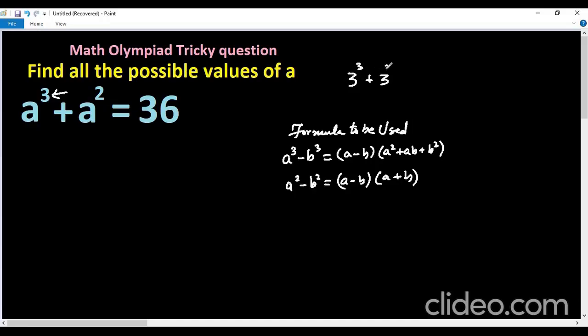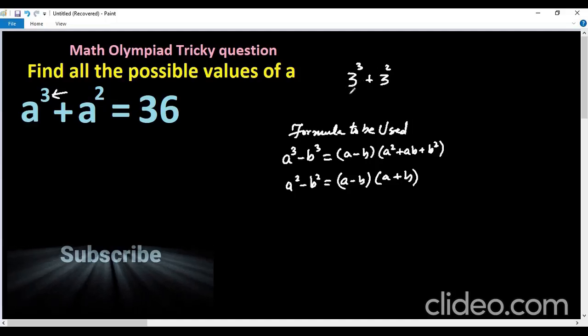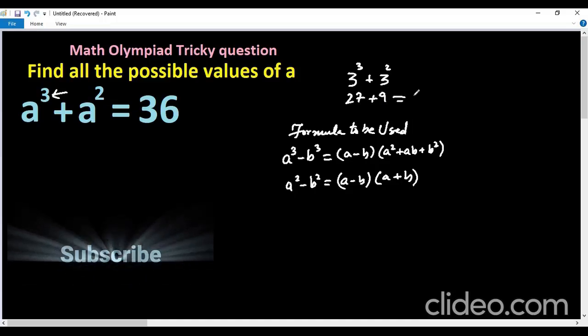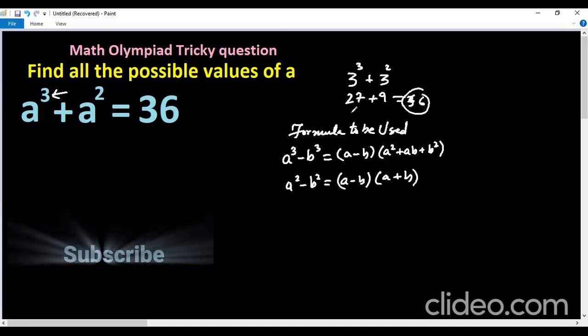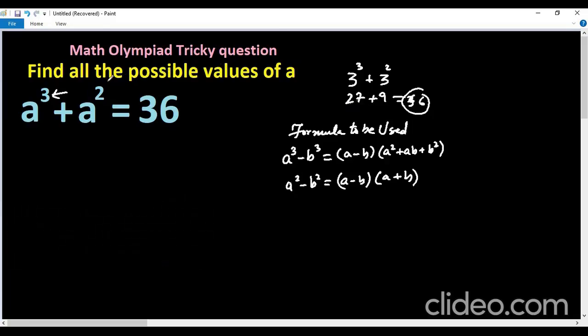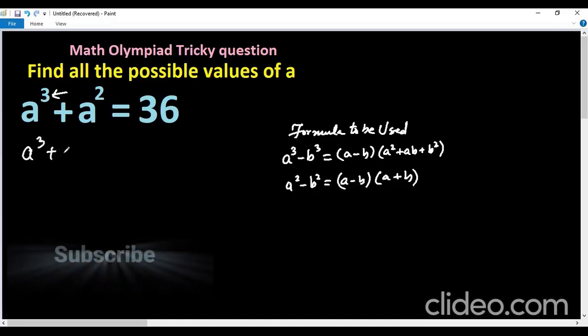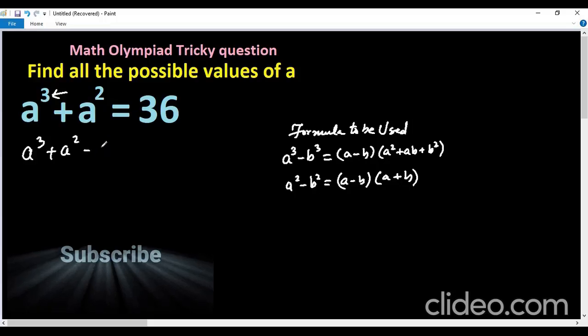So ultimately when we see this one, it is 27 plus 9 gives us 36, and the problem is solved. But the problem is not solved yet, because it's saying all the possible values. So it is not only 3 that we are finding out, we are finding out imaginary values too. And for finding out imaginary values, what we do is, first step is a cube plus a square minus 36. This is the first step.